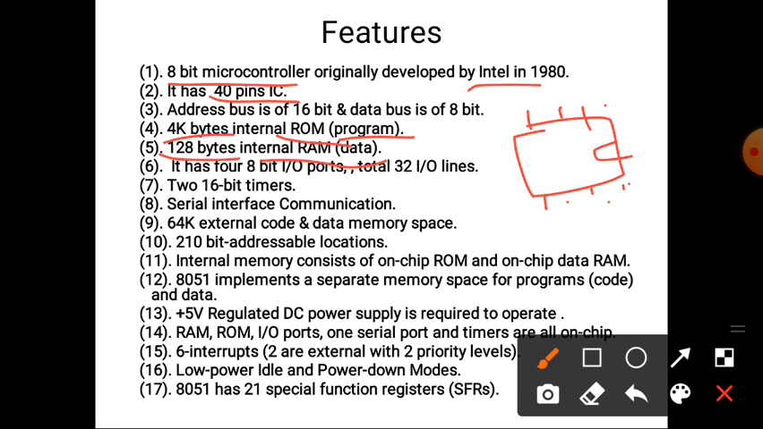So, random access memory. Then it has four IO ports. Each IO port has 8 bits.